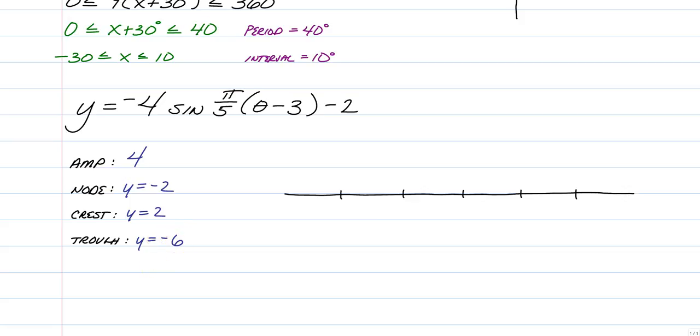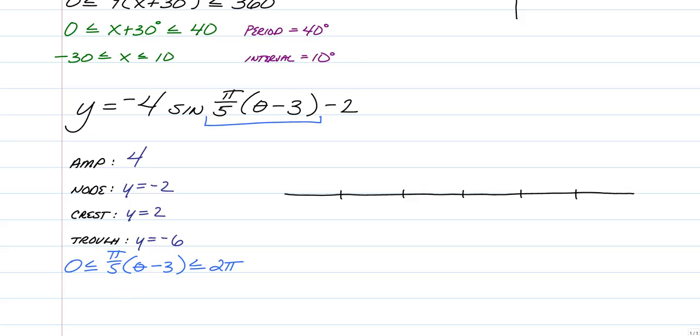Now I wanted you to practice setting this up. We go from 0 is less than or equal to just this part, which is our pi over 5 times (theta minus 3), which is less than or equal to 2 pi. Now how did I know to go with 2 pi instead of 360? That's because, first of all, there's no degree symbol on the 3. Second of all, we have a pi in our b value.